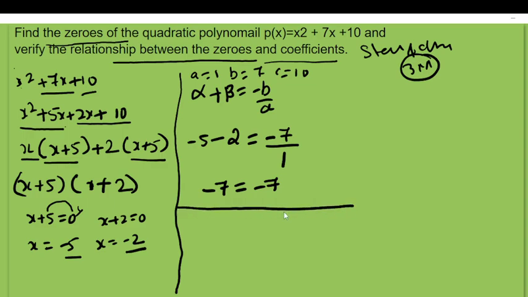Now we are verifying the product of the zeros. Alpha into beta is equal to c by a. Here alpha is minus 5 and beta is minus 2, and in this polynomial c is equal to 10 and a is 1. 5 into 2 is 10, and minus into minus is plus, so it is equal to 10. Product of the zeros is 10 and sum of the zeros is minus 7. Now we have verified the relationship between the coefficients and zeros, both alpha plus beta and alpha into beta. Now we are completing this solution.